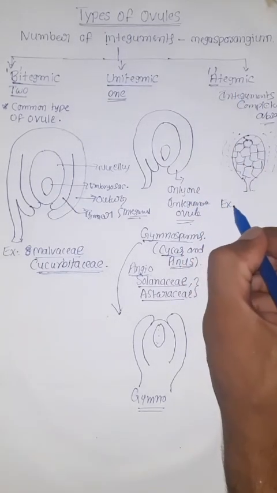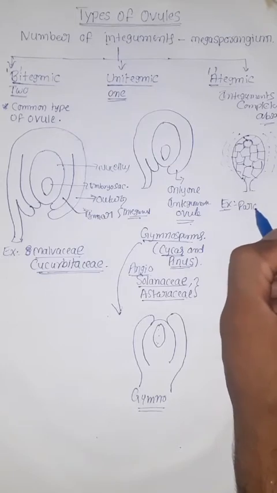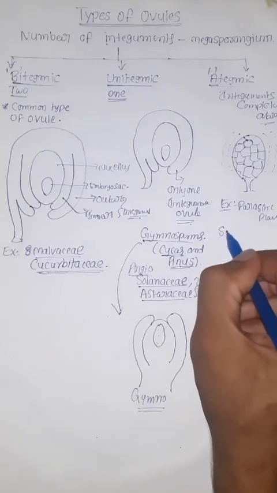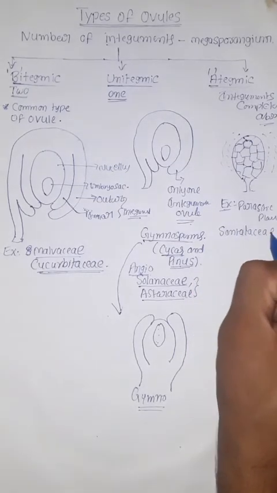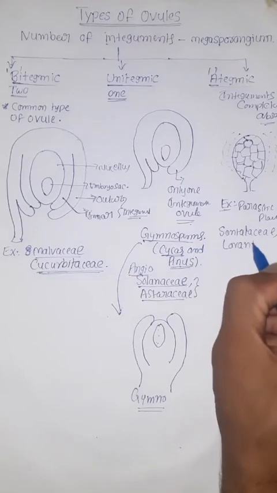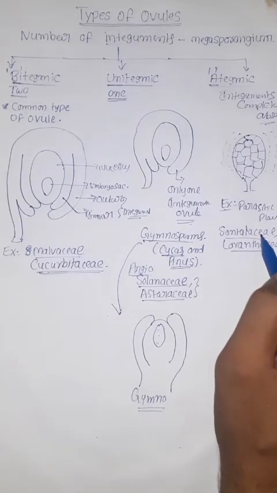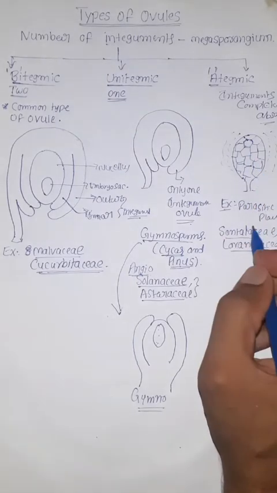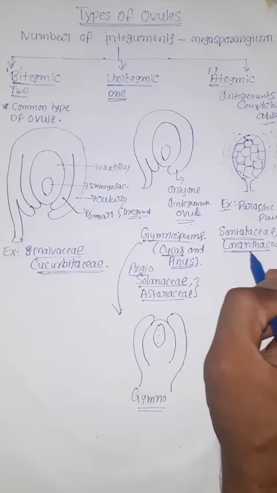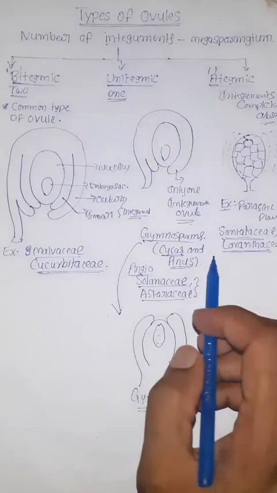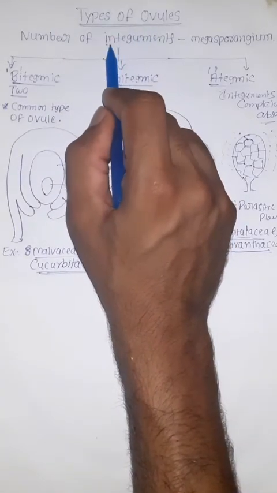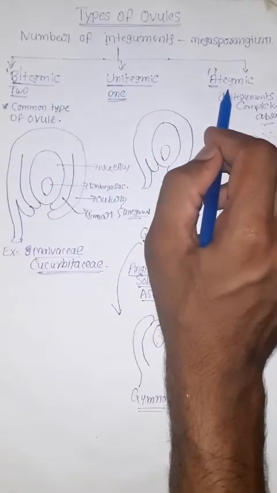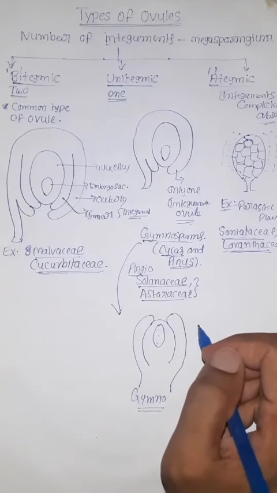Usually we can see this type of ovules in parasitic plants. For example, in Santalaceae and Loranthaceae. These two are parasitic plant families. Usually we can see this type of ategmic ovules in parasitic families like Santalaceae and Loranthaceae. This is about types of ovules based on the number of integuments. There are three types: bitegmic, unitegmic, ategmic. Very important for your examination.